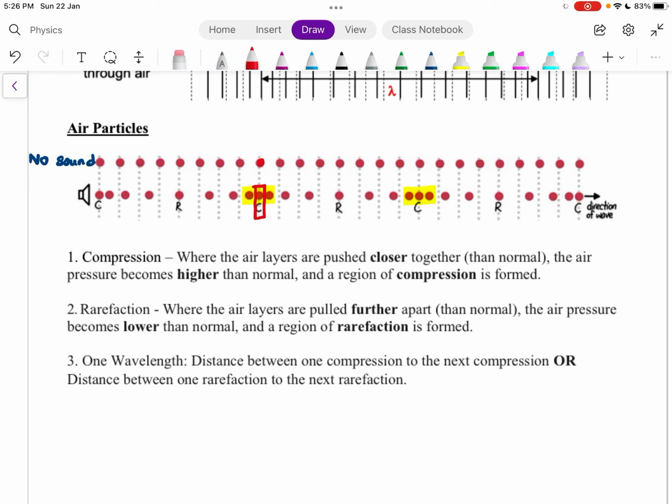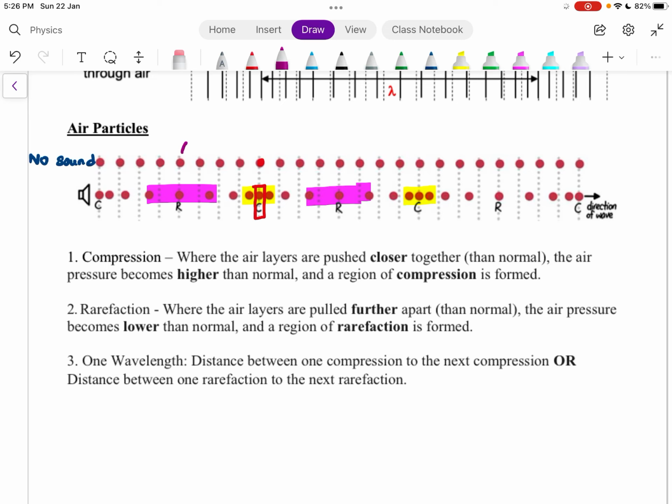Likewise, for rarefaction, you must make sure that the particles are spread out. For example, if you look at this picture, the second part with the speaker on, the particles right here are spread out. Then the particles right here are also spread out. Same thing, how can I identify the center of the rarefaction? You look at before sound and after sound.